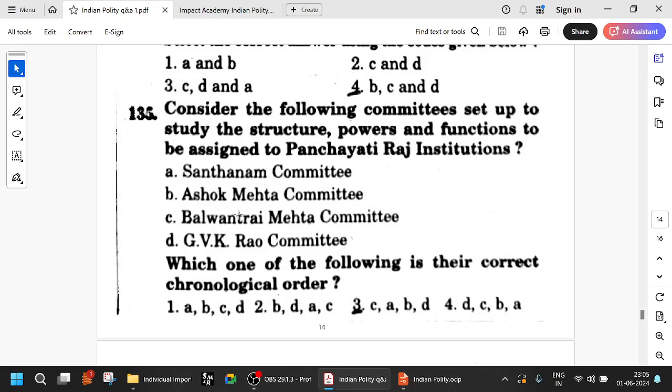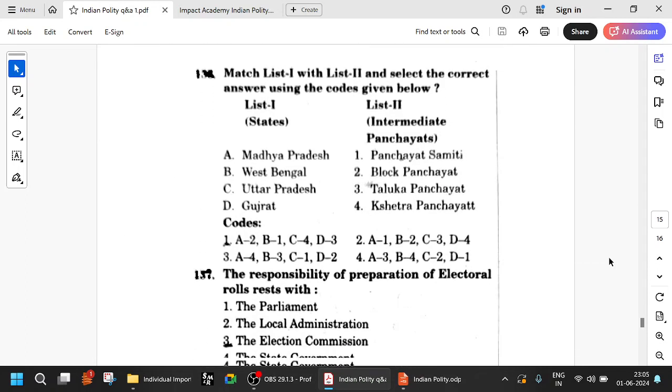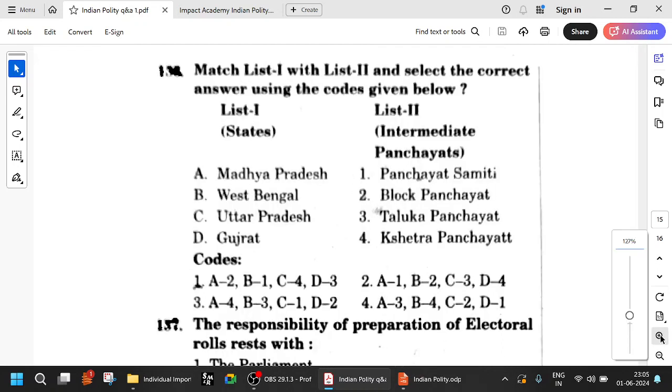And GVK Rao Committee, Ashok Mehta Committee, among these two, Ashok Mehta Committee came first. And we also have seen LM Singhvi, Thungon and Gadgil, all that. All those, we try to remember the order also. So match this list 1 and list 2. Okay. So Madhya Pradesh, West Bengal, Uttar Pradesh, Gujarat, and intermediate panchayats of these respective states. Panchayat Samiti. Uttar Pradesh has Kshetra Panchayats. Okay. And Gujarat has Taluka Panchayats. Okay. Just try to remember.